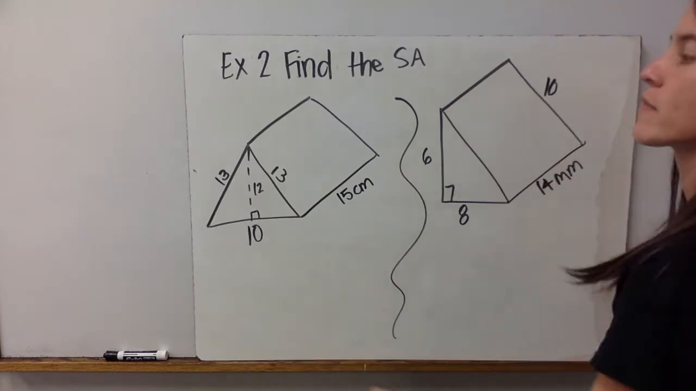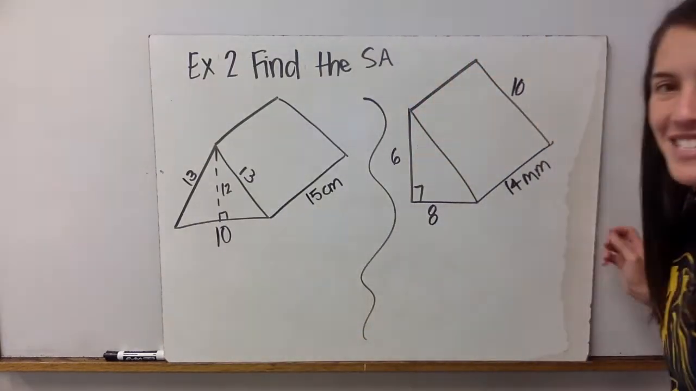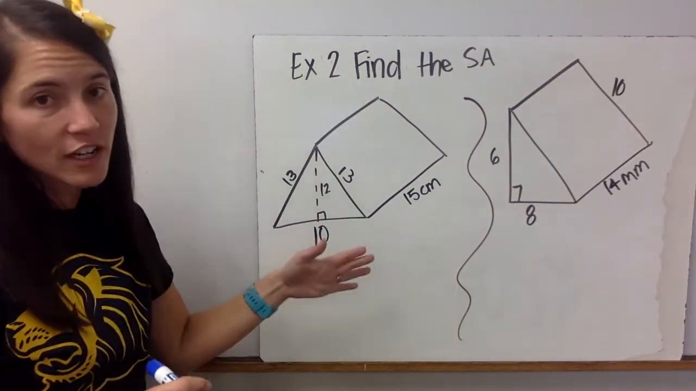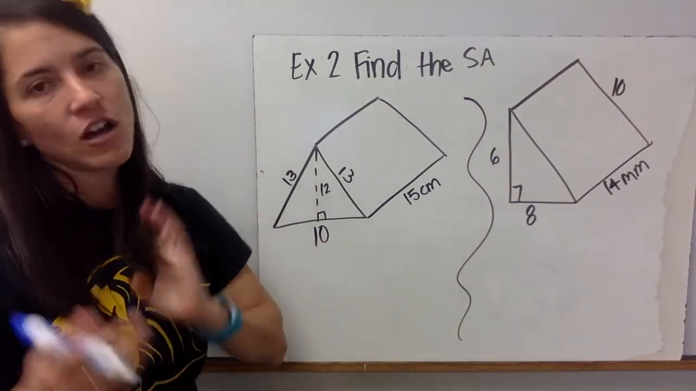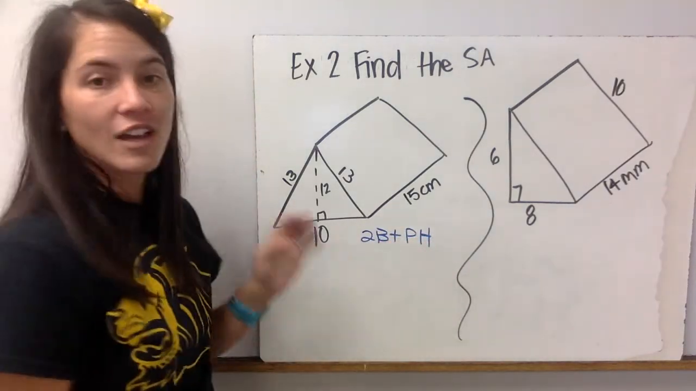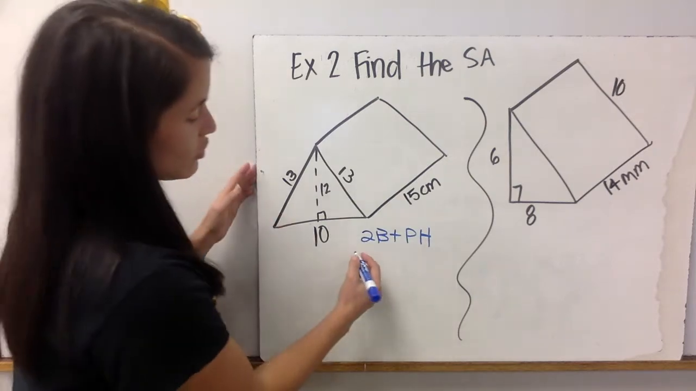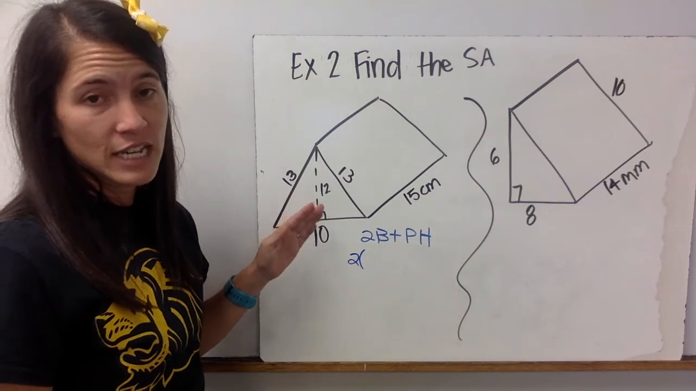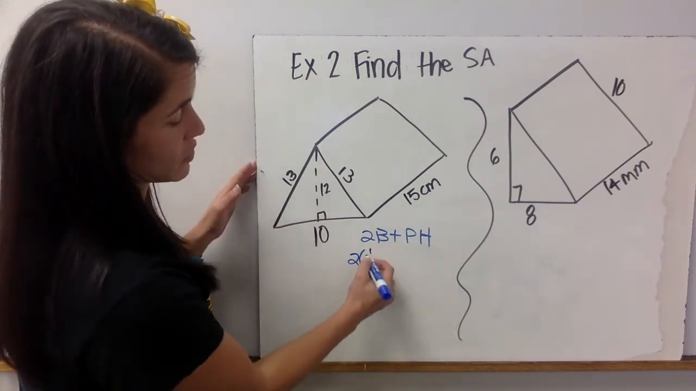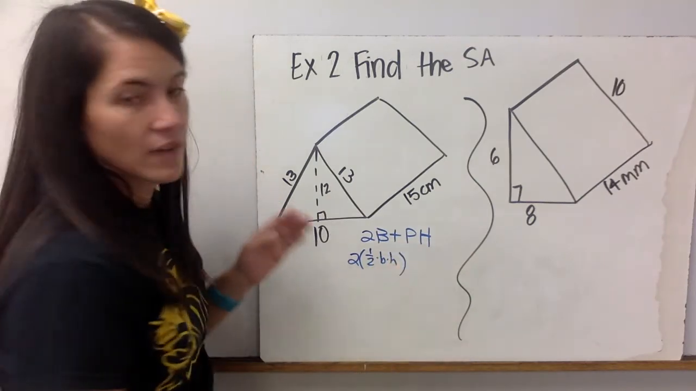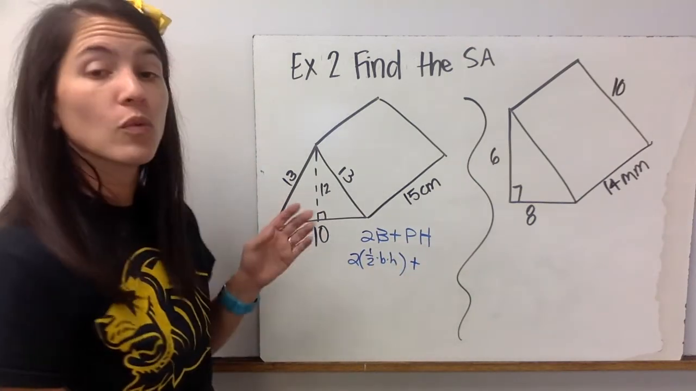All right, so the first two are triangular prisms. All right, you should have these down in your notes. So we'll do this one first. Find the surface area of the triangular prism. I'm going to tell you in class, always start with your formula. 2B plus Ph. Now, twice the base area. The base is a triangle. So to do the area of a triangle, it's 1/2 times base times height. Plus the perimeter of the base.